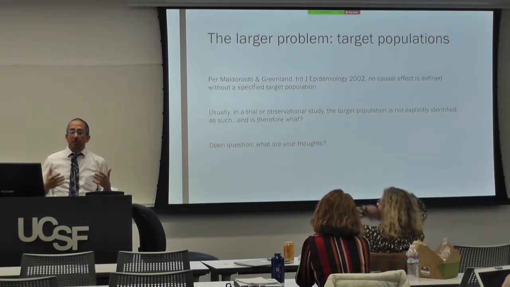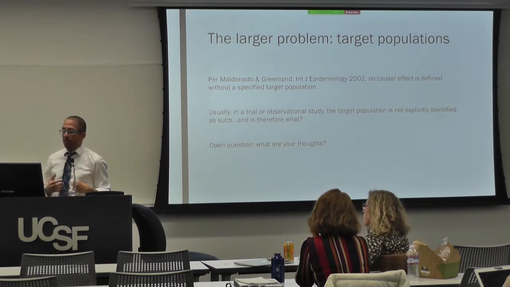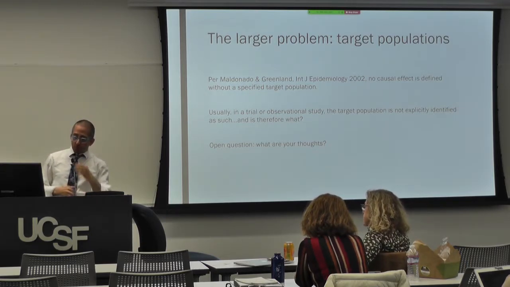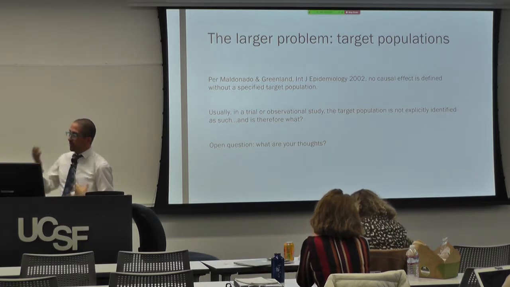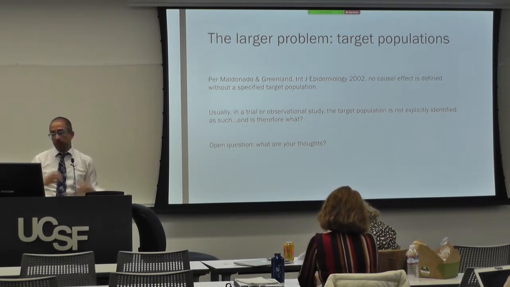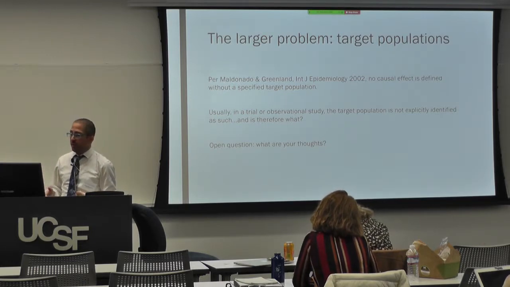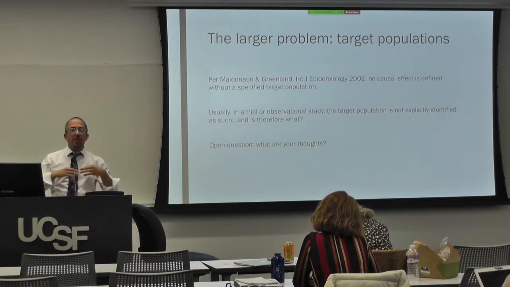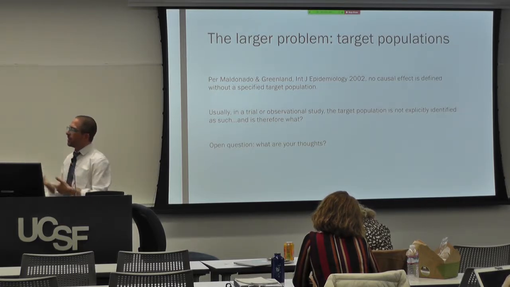The larger problem here, I think, especially when thinking about trials, is target populations. No causal effect is well defined unless you tell me the target population that it's in. But usually in a trial, and really just as often in an observational study, the target population is not explicitly identified. And it's left implicit. And if it's left implicit, what do we think it is?